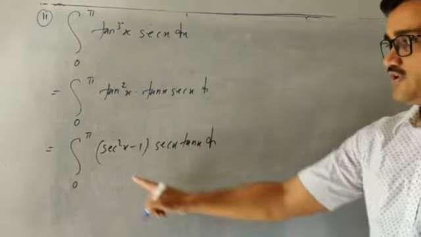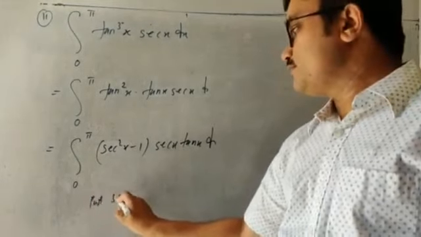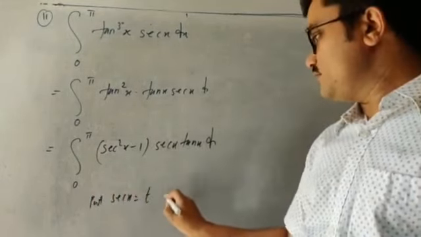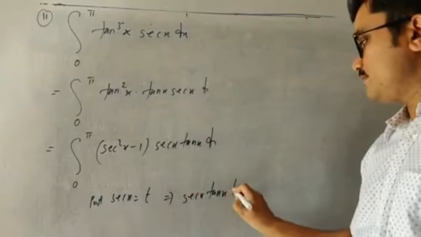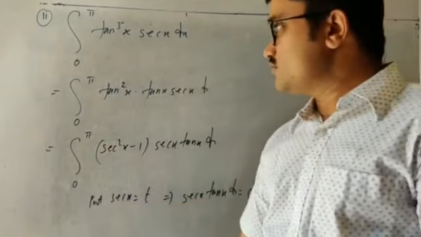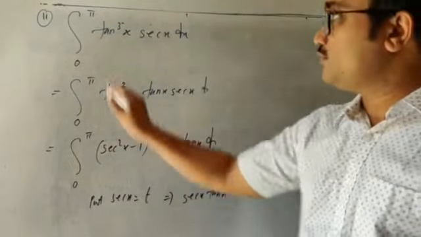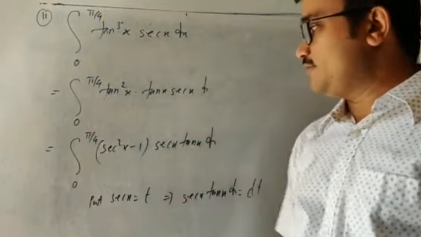Now if you look at this, we know the derivative of sec x is sec x tan x. So obviously what you're going to do is put sec x equal to t. So this implies sec x tan x dx is equal to dt. There will be a change in the limits also. So the question says pi by 4, not pi. Otherwise there will be a problem there.